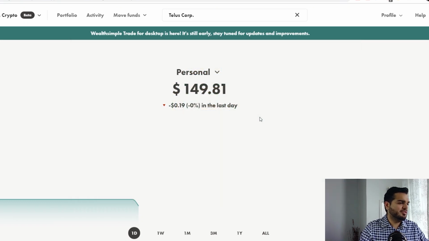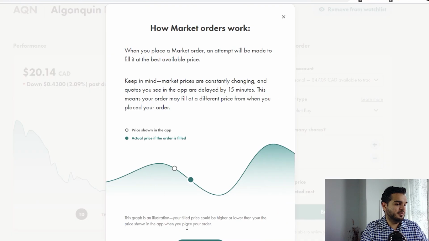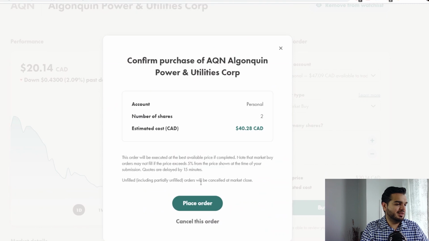So let's go ahead and make that purchase of Algonquin. Since I only have $47 left to work with, and this is trading at about $20 a share, I'm going to go ahead and buy 2 shares. Let's go ahead and buy AQN. Next. And you know what? I'm actually going to say, don't show this again. Place order.